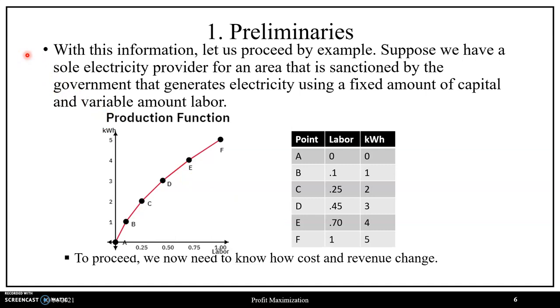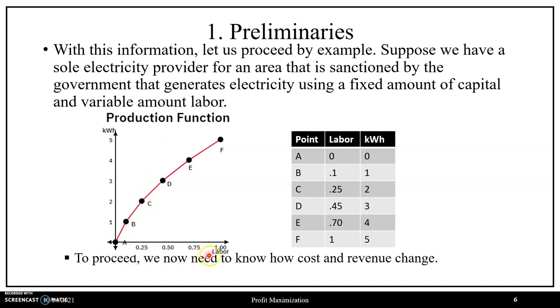Suppose that we have a sole electricity provider in the area that is sanctioned by the government, where this sanctioning from the government acts as our high barrier to entry. This electricity provider generates electricity in terms of kilowatt hours using a fixed amount of capital and a variable amount of labor. So this also translates to looking at a short-run production function, which we have below. In our production function, capital is fixed.